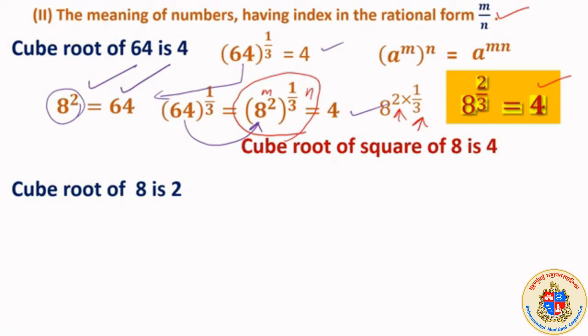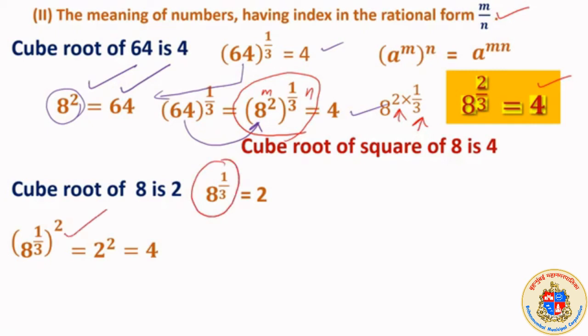Cube root of 8 is 2. 2 into 2 is 4, 4 2s are 8. Which can be written as 8 to the power of 1 upon 3, which is equal to 2. Just like 64 to the power of 1 upon 3 is 4, 8 to the power of 1 upon 3 is equal to 2. If we take the square of 8 to the power of 1 upon 3, we are taking the square of this one, which is written here. So it will naturally become 2 square, which will become 4.